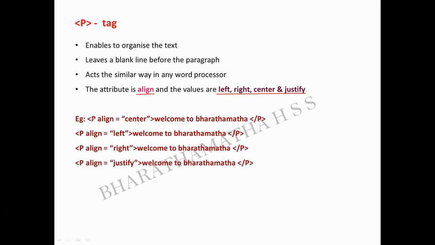So now listen to the example. P tag is your paragraph tag. Align is your attribute. And the value here, what I have given is center, enclosed within double quotes. I just gave a simple content over here. And after giving the content, I'll close that paragraph.